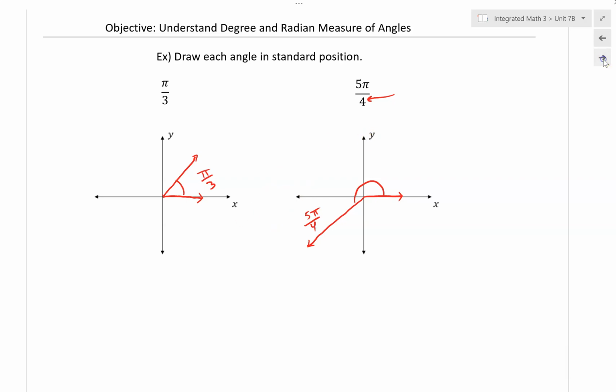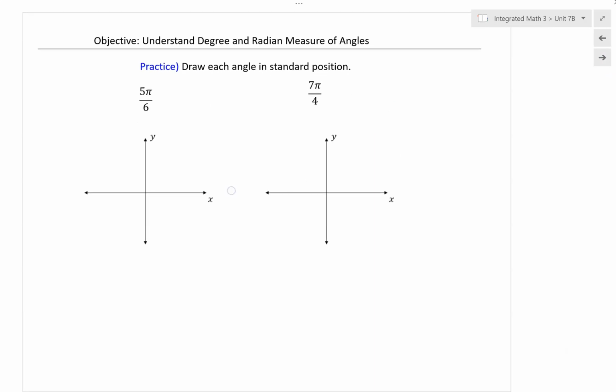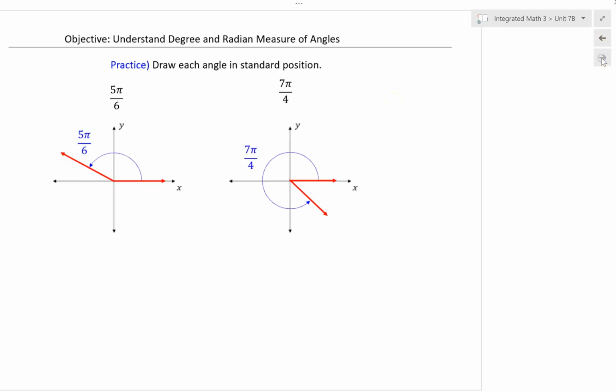Okay. Here are some practice problems. Please pause the video. I want you to go ahead and graph these. All right, hopefully you have paused them. Here is the solution. 5 pi over 6, that's just 1 pi over 6 short of pi. Okay, and then 7 pi over 4, that's just 1 pi over 4 short of 2 pi.